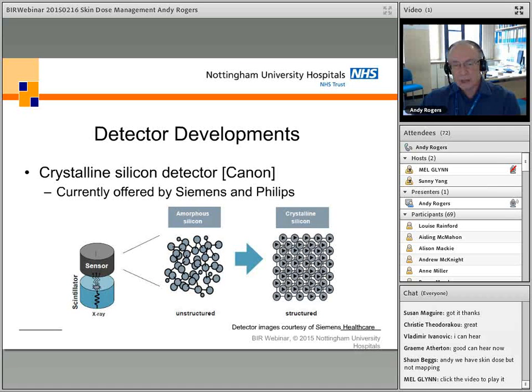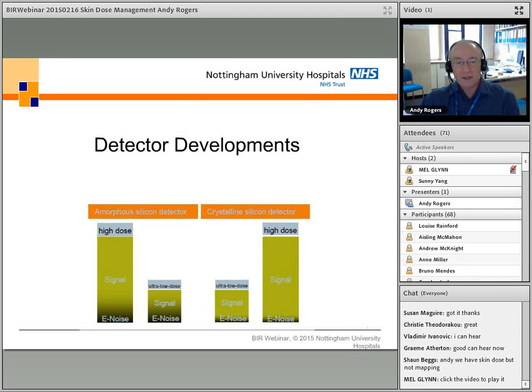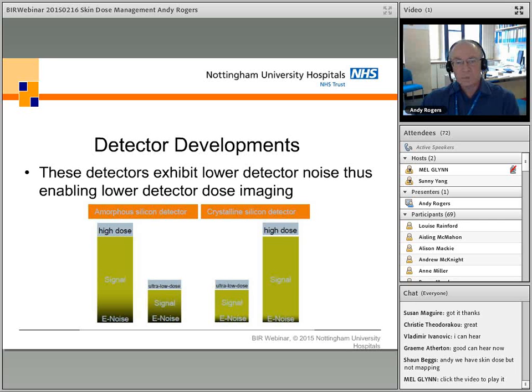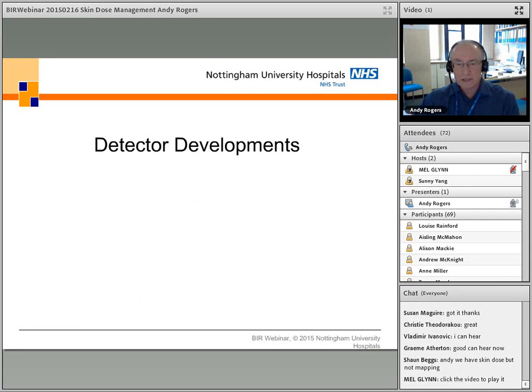But essentially we're going from an amorphous silicon detector to a crystalline silicon detector. We've got a lower electronic noise, which means in terms of the quantum signal, we can reduce the dose rate because we don't need quite such a high quantum noise to dominate the electronic noise. And that's really what we're seeing. So a slightly lower detector dose. I haven't seen any of these yet. Siemens have got it on their Artis Q Zen, I think, but I haven't managed to have a visit to somewhere that's got that yet.